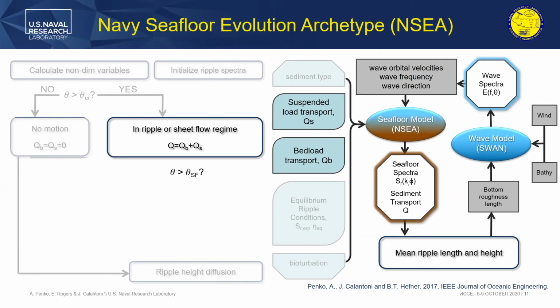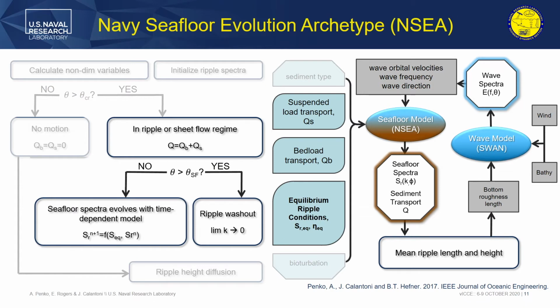Now we look at whether the Shields parameter is less than the sheet flow critical value. If it is not, then we have ripple washout. So we have sheet flow and we don't have any ripples forming. Our ripple wave number goes to 0, which would mean that our ripple wavelength would go to infinity. If the Shields parameter is less than sheet flow, then we know that the seafloor spectra evolves independently with time.